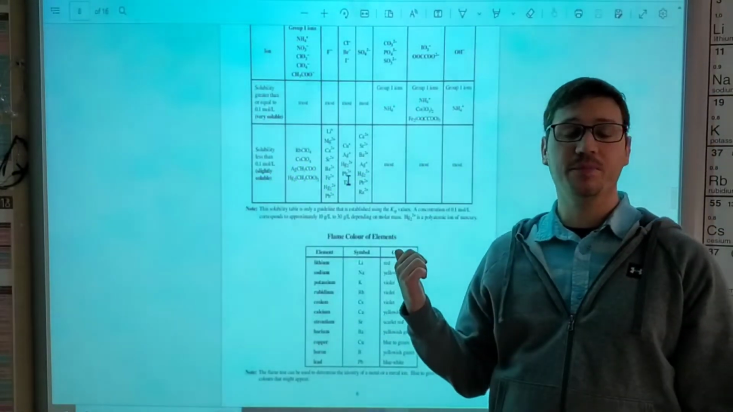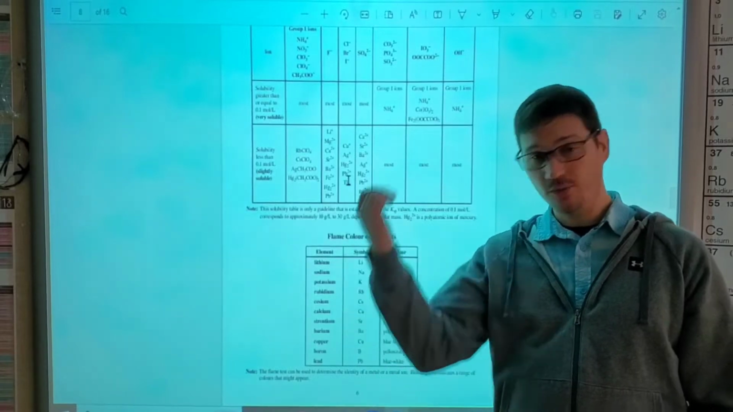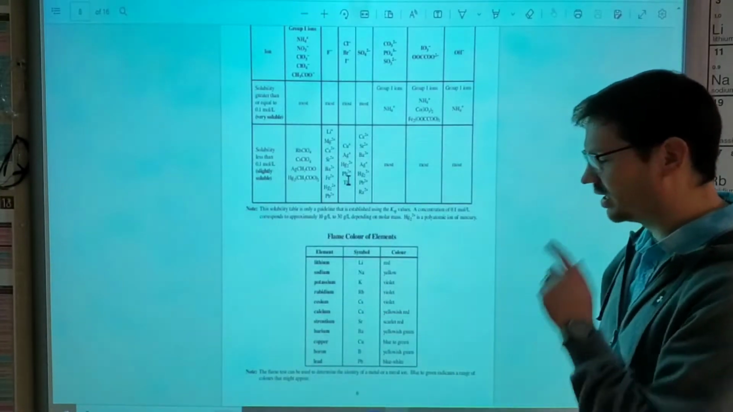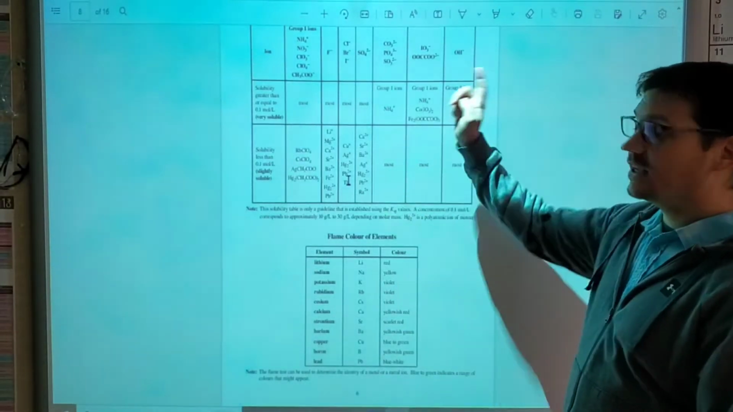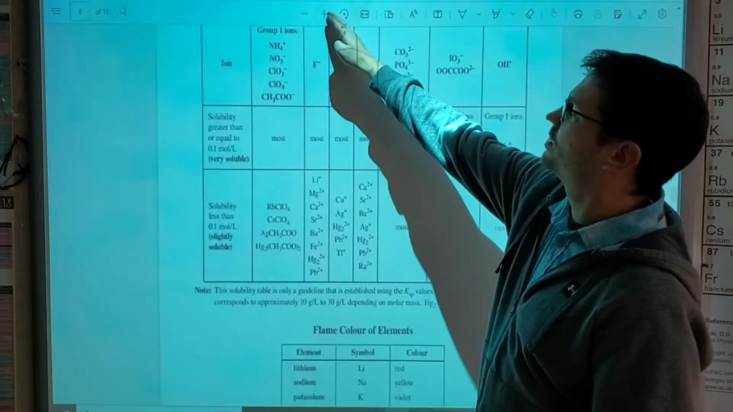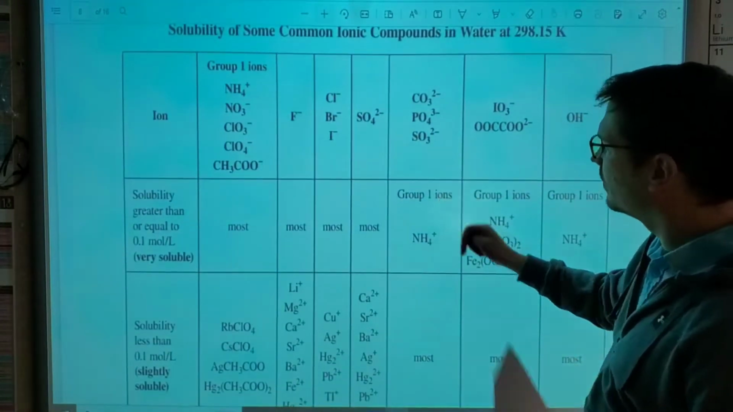So here we are. We've got our data booklet out. Hopefully you have your data booklet out. Pause the video if you need a little bit of time to get your data booklet out. But we're going to take a look at our solubility table. We're on page 6, so I'll just zoom in to our solubility table.